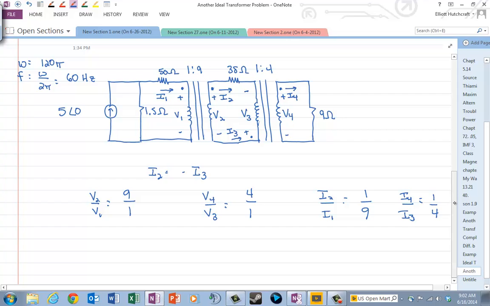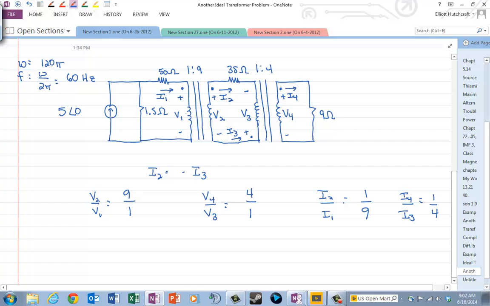Okay, so the easiest way I think to go about this problem is probably to find out what this 9 ohm resistor looks like all the way back on the input side over here at the primary side of the first transformer. That way the whole circuit will be all resistors.